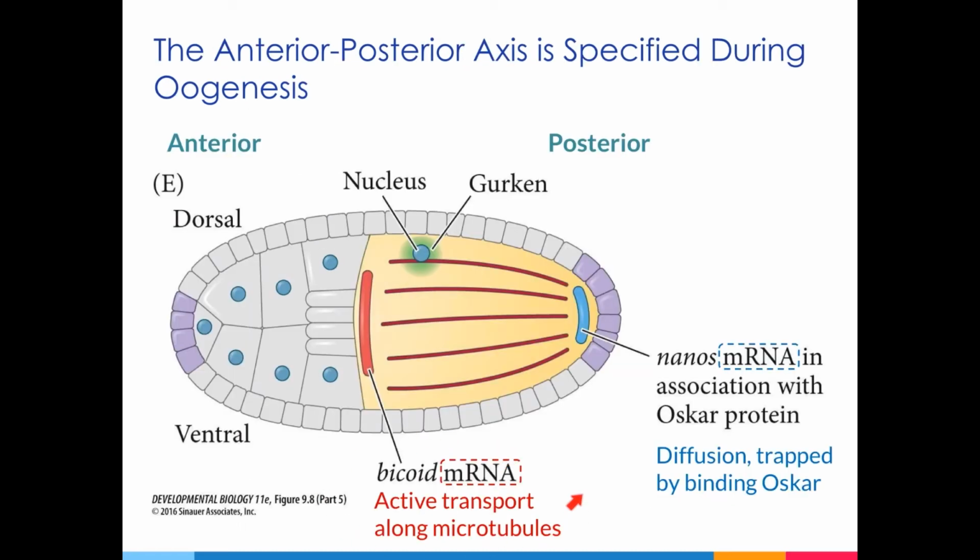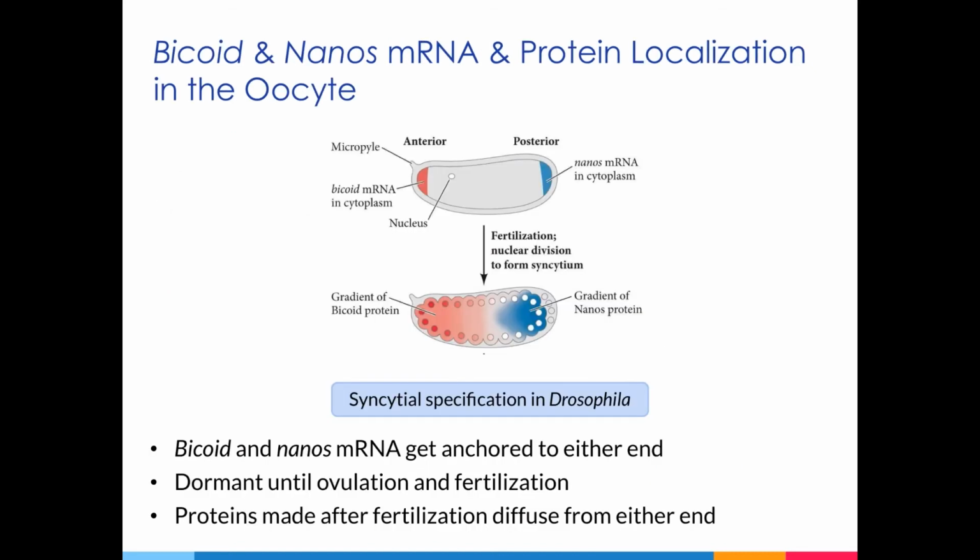So bicoid is actively transported along the microtubules to the anterior of the oocyte, whereas nanos diffuses to the posterior and becomes trapped by the Oscar protein, which like bicoid was transported along the microtubules. The bicoid and nanos mRNAs will remain dormant until right before fertilization, when hormonal changes lead to the unmasking of these mRNAs. The mRNAs are translated into proteins, and the proteins diffuse from their site of synthesis. They form a gradient so that the different nuclei will become exposed to different concentrations of these proteins.